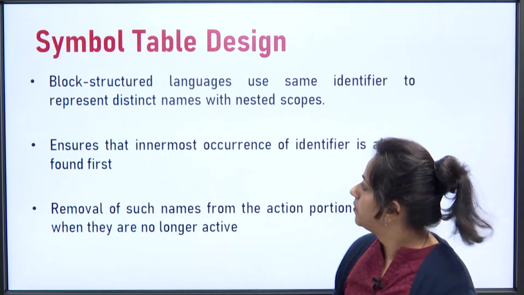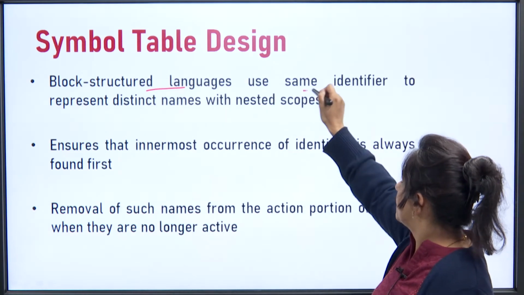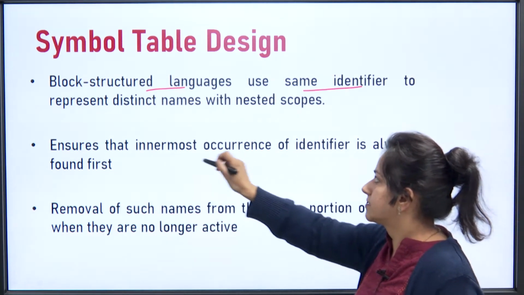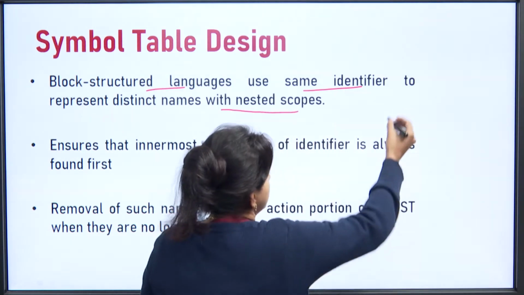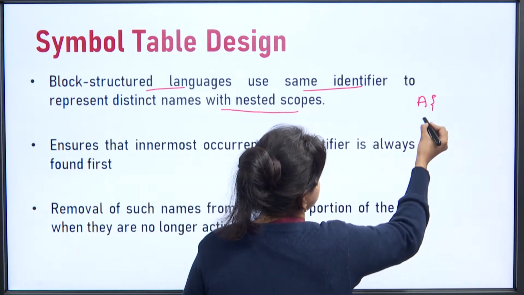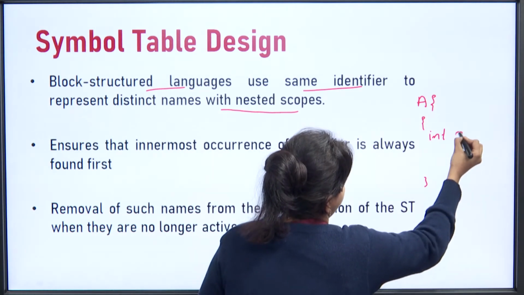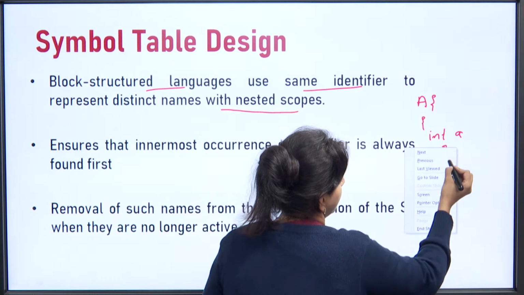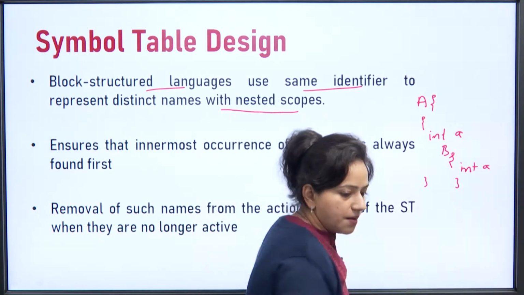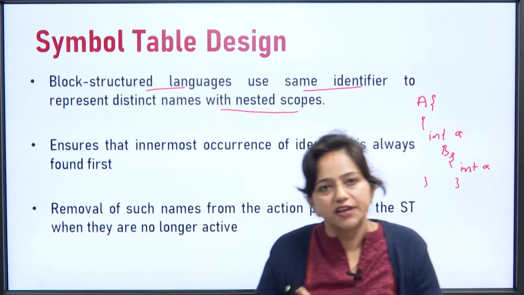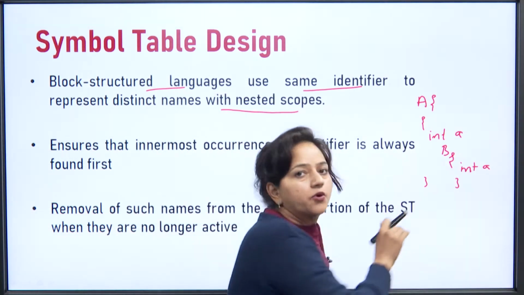Now, if you talk about block structured languages, they use the same identifier to represent distinct names with a nested scope. Suppose we take one example: this is block A and it is using some variable, int A, and inside that there is another block B and it is using again an integer A. So, in a block structured language, the same identifier can be used at multiple places, and this A and this A are both distinct.